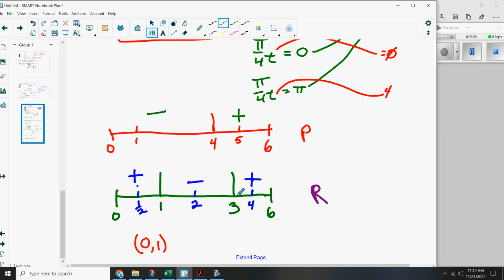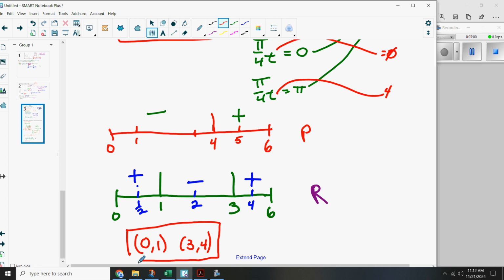But from 3 to 6, R is going positive, while at least until 4, P is still going negative. So they're going in opposite directions, again, from 3 to 4. After 4, they're both going positive. So these are the places where they're going in opposite directions.